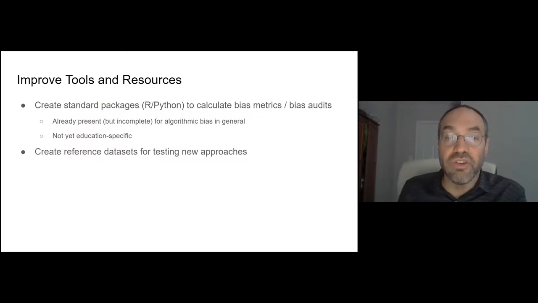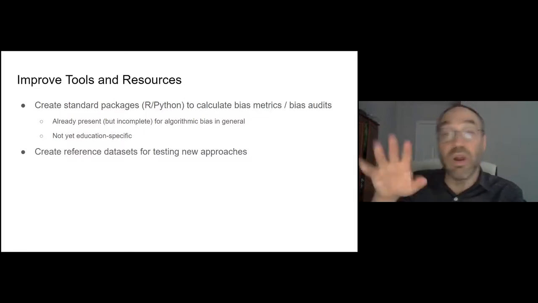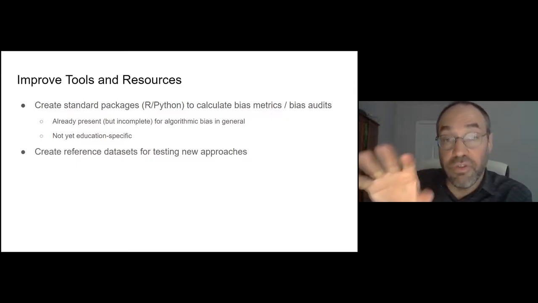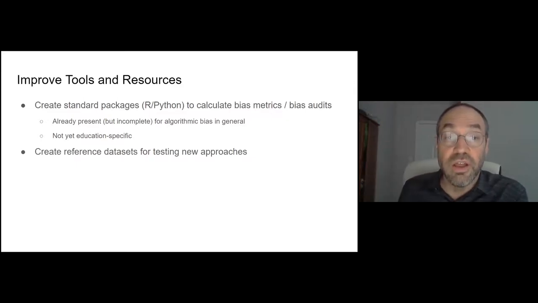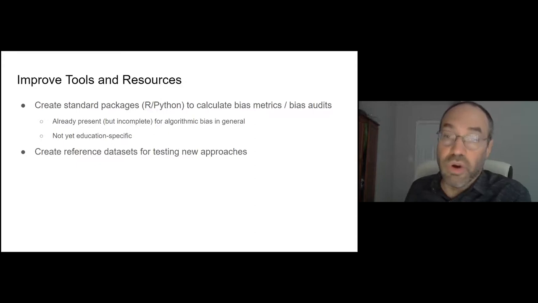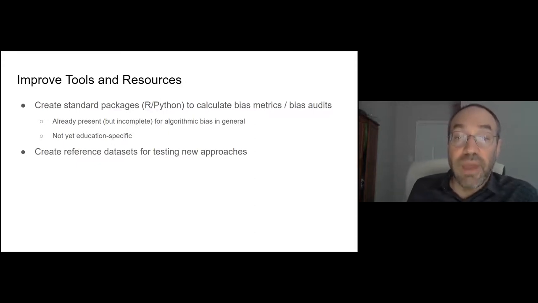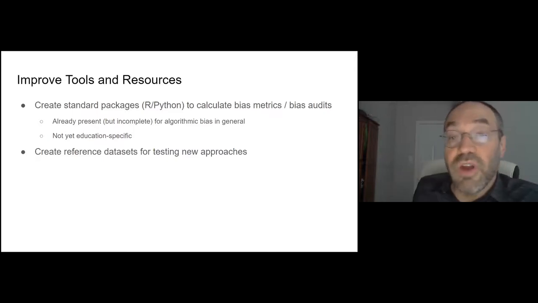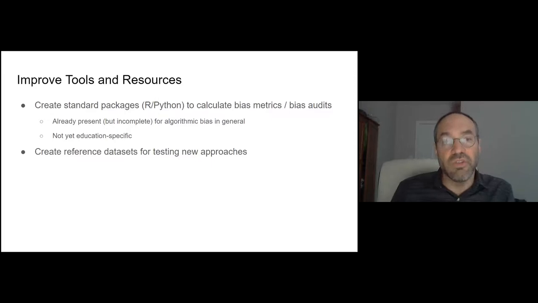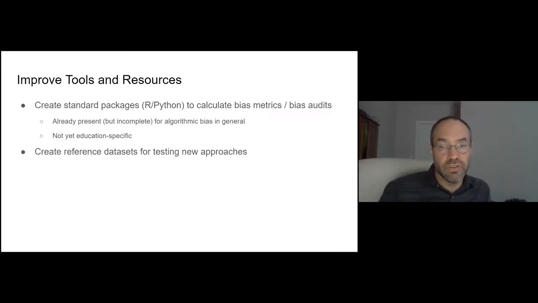Create standard packages in R and Python to calculate bias metrics. We haven't really gone into bias metrics in our talk. For detail on that, you can see Lee and Kizilcek's review, which goes into a lot more detail on this. We didn't want to replicate what they had already done. It's good work. But there are a lot of metrics out there published, but there aren't a lot of standard packages. There are packages for algorithmic bias in general, but they're incomplete. They're not yet education specific, and some of the concerns we have in education will turn out to be a little different than other fields.